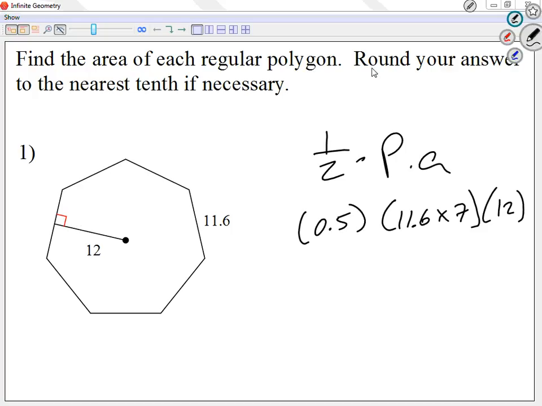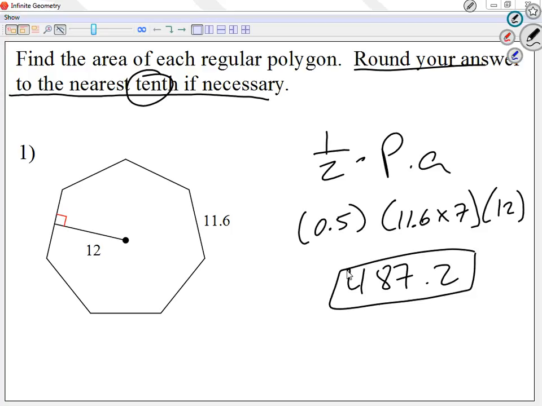Do keep in mind it says round your answer to the nearest tenth if necessary. You know, tenth sounds like 10. I know the number 10 has 1 0, so nearest tenth means 1 decimal place. If I said hundredth, 2 decimal places. If you guys multiply everything, 0.5 times 11.6 times 7 times 12, you should get 487.2. Like I said, with you guys, I will give you guys the answer.